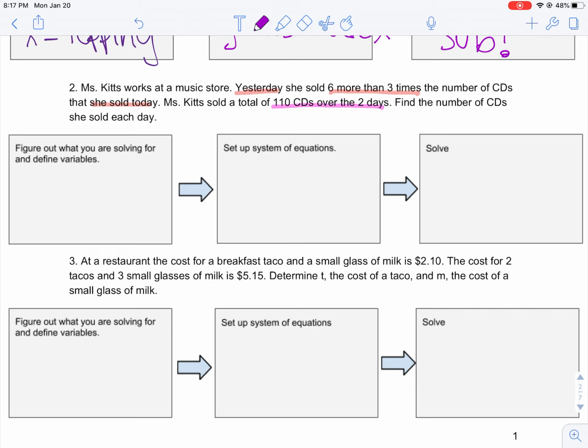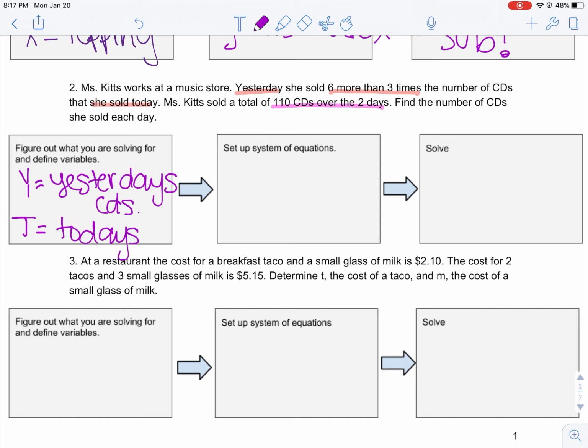So my scenario, or my variables that I'm trying to figure out, is the number of CDs she sold yesterday and the number of CDs she sold today. So we can even just use Y and T. So Y is yesterday's CDs. And we'll say T is today's CDs that she sold.